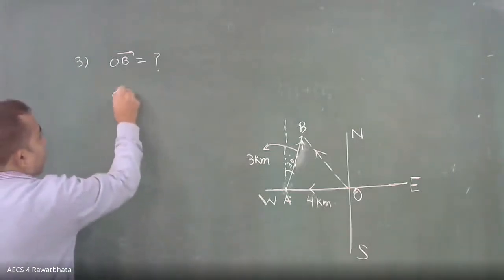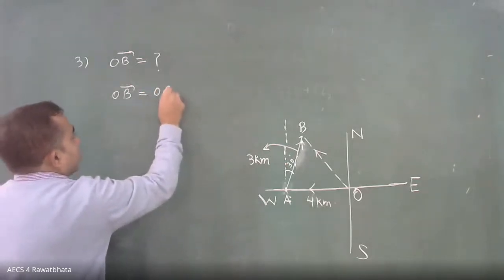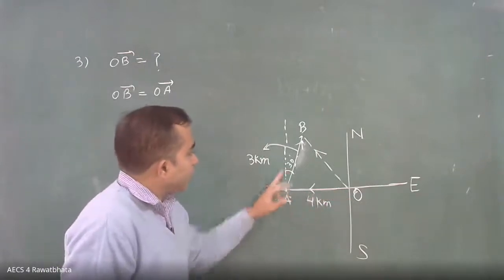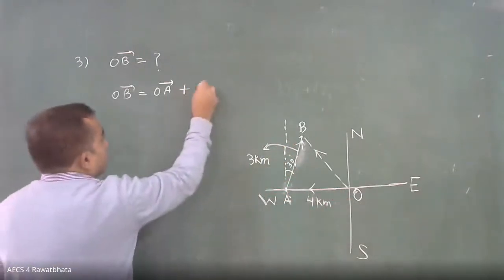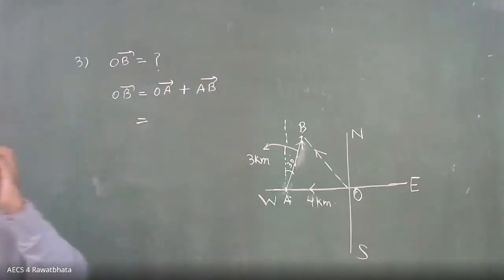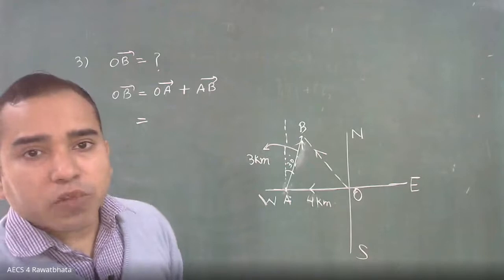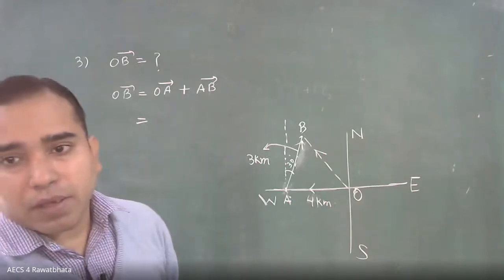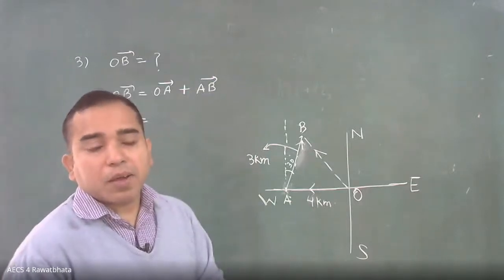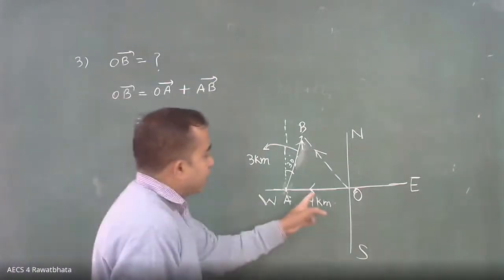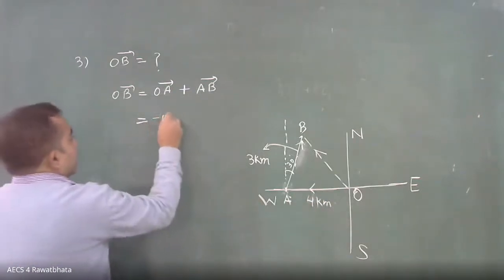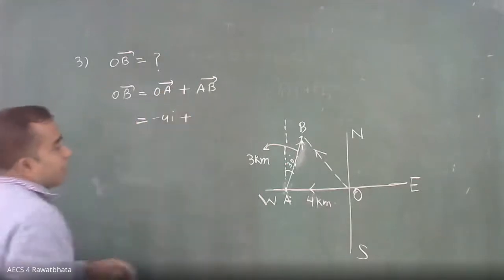Clearly you see that OB vector is equal to the sum of which two vectors? OA vector plus AB vector. Correct. Let us put the value. Can you tell me how much will be OA vector? Exactly, -4 i cap. Take care of the direction, it is the negative x axis direction. So -4 i cap. This is my OA vector plus AB vector.